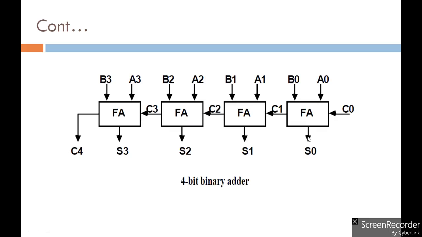After generating sum S0, it also has the carry C1 generated during the sum. It is transferred to the next stage, where A1, B1 and C1 are added, and it generates sum S1. This is how the consecutive steps in the full adders are performed, and at the last, carry C4 is generated. So this is all about the 4-bit binary adder.